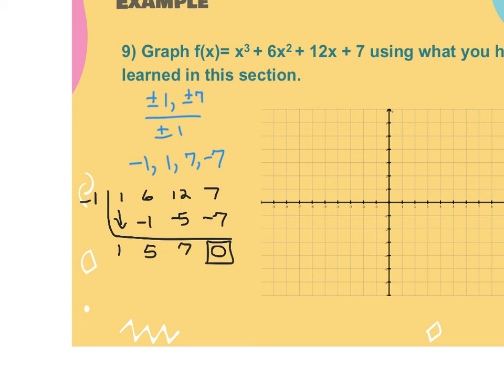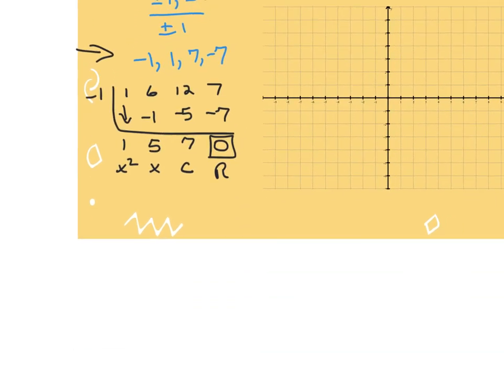If you did not look at the Desmos graph or your graphing calculator, then you would have started slowly going through this list of 4 numbers until you found the one that worked and gave you a remainder of 0. Now I have a quadratic equation that I can use the quadratic formula on to get the imaginary zeros. So I have x squared plus 5x plus 7 equals 0.